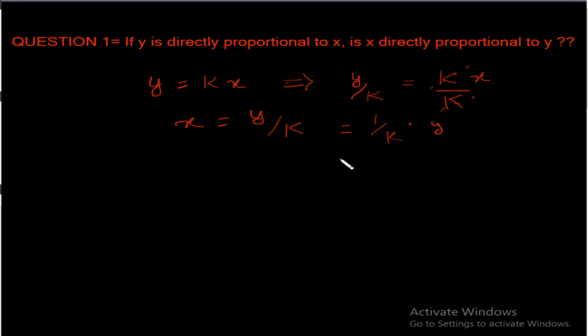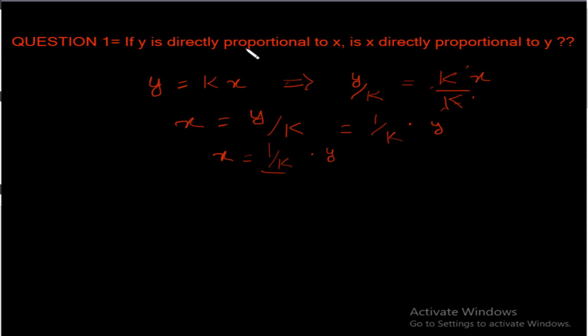This means x is directly proportional to y with a constant of proportionality 1 over k. As we had constant of proportionality k in the first case, in this case we have x is equal to 1 over k times y. So this is the constant of proportionality. Thus, to conclude this question, I would say that if y is directly proportional to x, then x is also directly proportional to y.